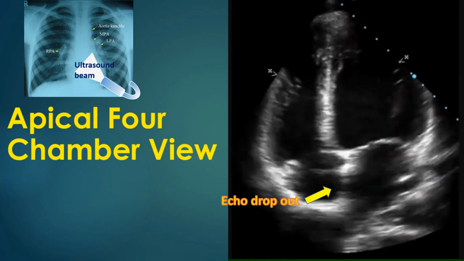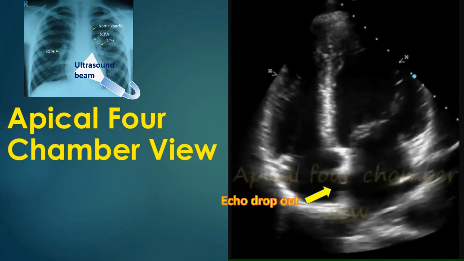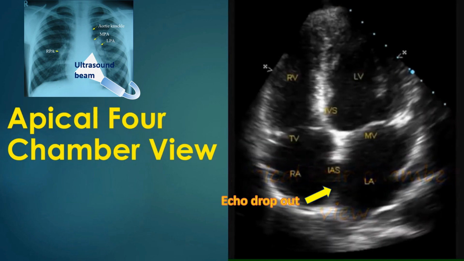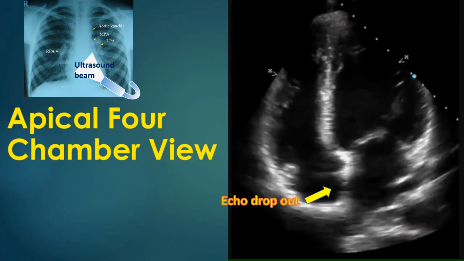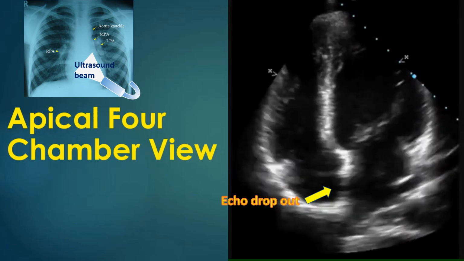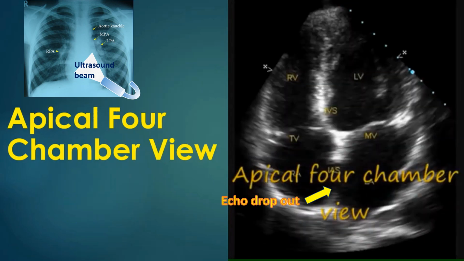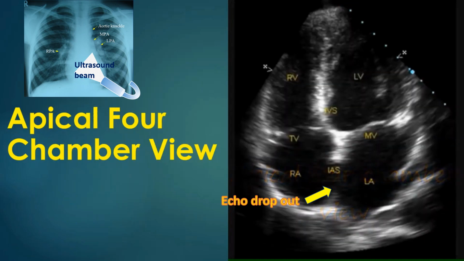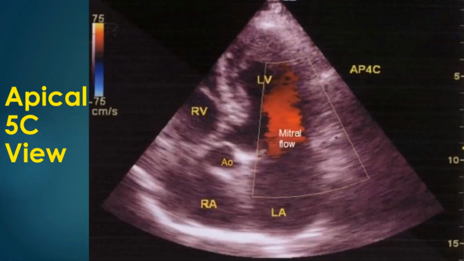A good left-to-right flow demonstrated by color Doppler in this view can also be used to confirm the presence of an atrial septal defect in this view, especially if the subcostal view is suboptimal as in some adults. A slight tilt from the apical 4-chamber view opens the aortic root and it is called the apical 5-chamber view. Apical 5-chamber view is used to measure aortic flow and the gradient in aortic stenosis.